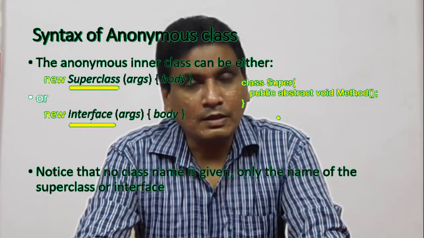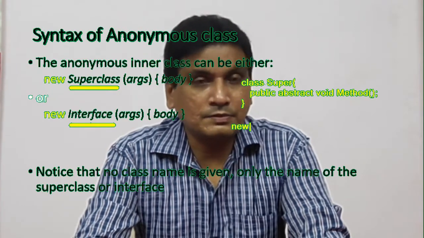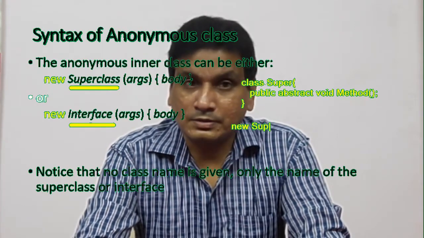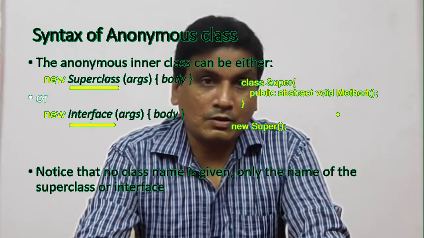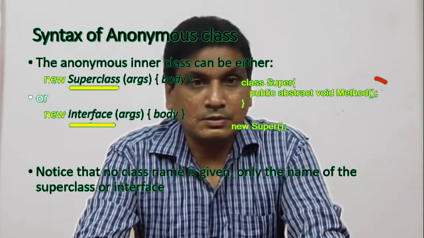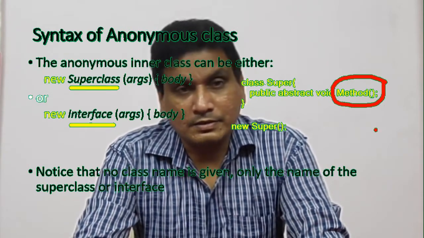Now, because this is an abstract method, you notice that I cannot directly create an instance. This is what you are familiar with. So I cannot create a new instance of Super. The reason is this particular method that you see over here is not completely defined.